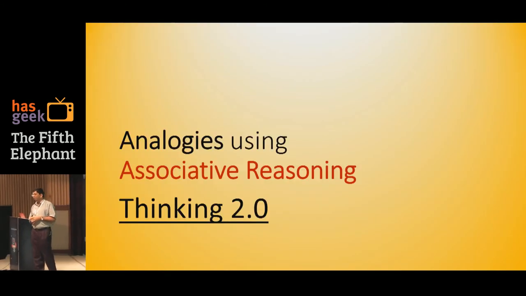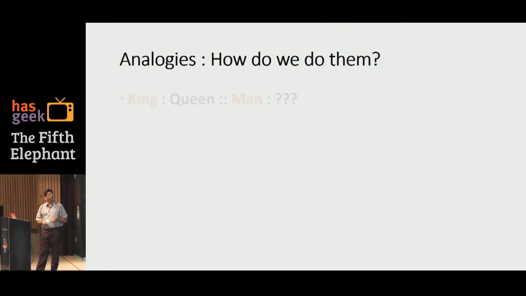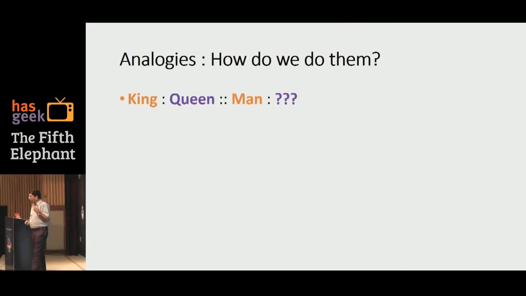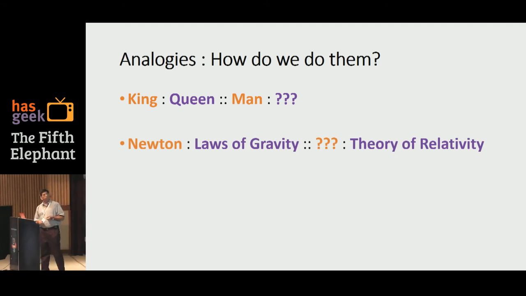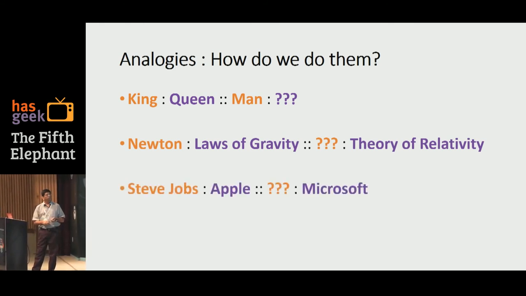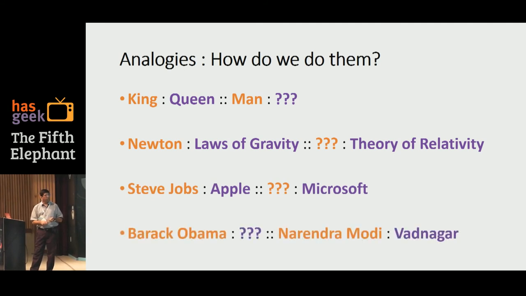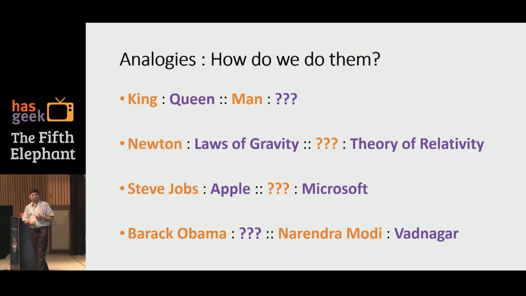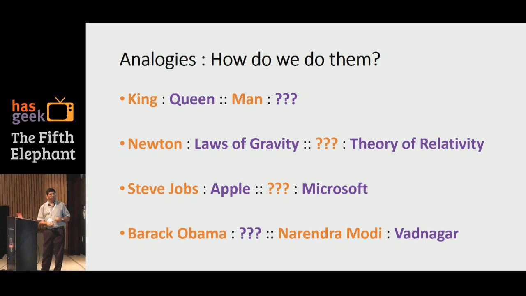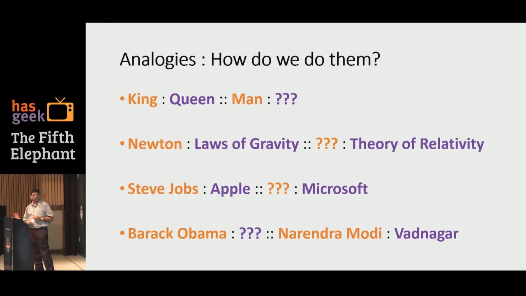Okay, my favorite part: how do we do analogies? This became very popular when word vectors came about and we did king, queen versus men, women. So let's see how we do analogies. How do we do it in our mind? What is thinking in this context? How do we know the answer here? Steve Jobs is to Apple as who is to Microsoft? And if I say Barack Obama is to Honolulu, Narendra Modi is to Vadnagar. I don't know how many people know, but this is his birthplace. Only if that edge and relationship is in my knowledge graph can I solve this.